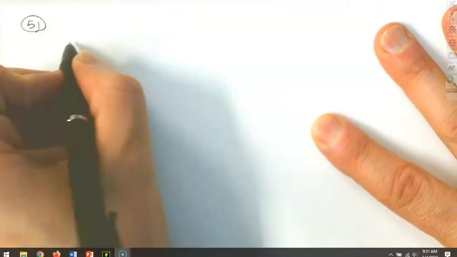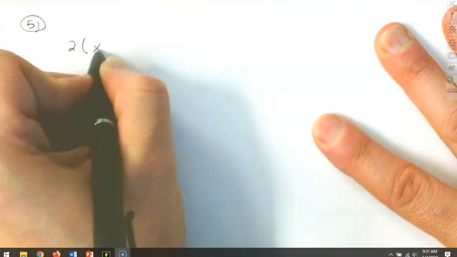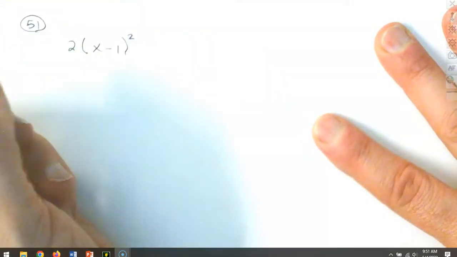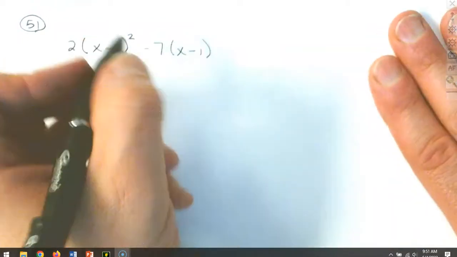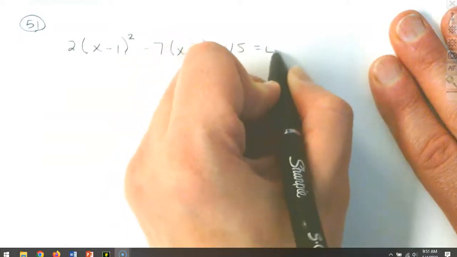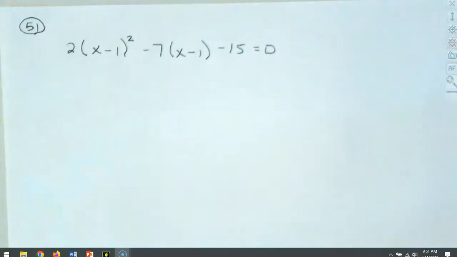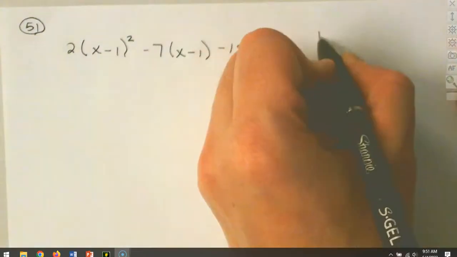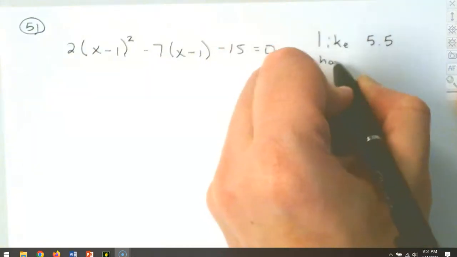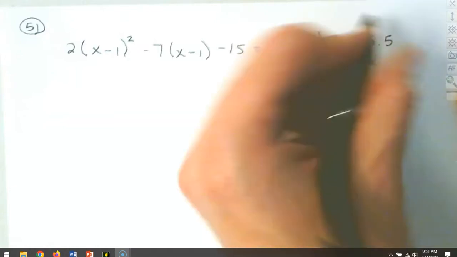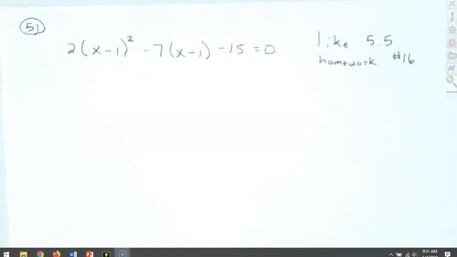is already set to 0, so we've got 2 times x minus 1 quantity squared minus 7 times x minus 1 minus 15, and that equals 0 already. And just so you have one to reference in your homework, this one is going to look like question 16. There's only one of them like this, so this one is like 5.5 homework, number 16. Very similar, different numbers is all.